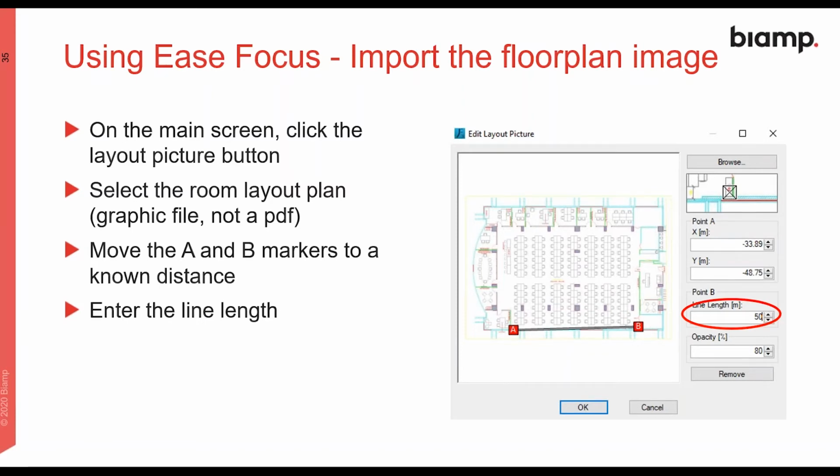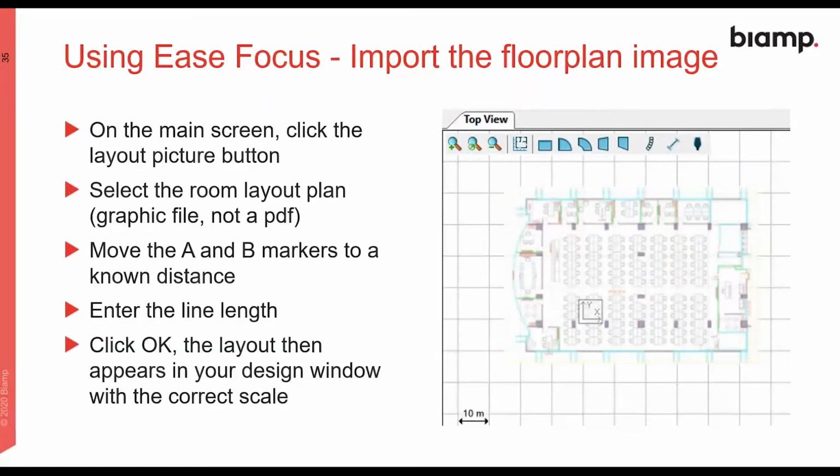I then enter the line length on the right-hand side, i.e. in this case 50 meters. And then what it does is it goes back to the main screen and it's added that floor plan into your design automatically for you.